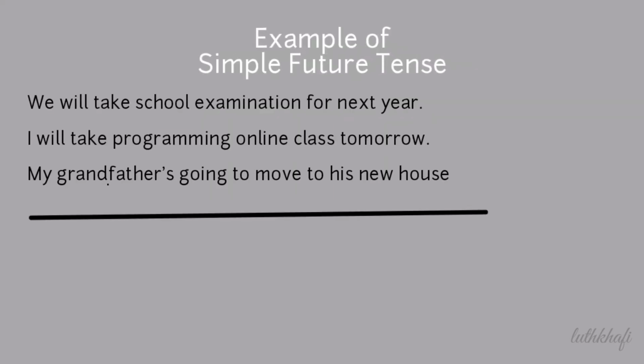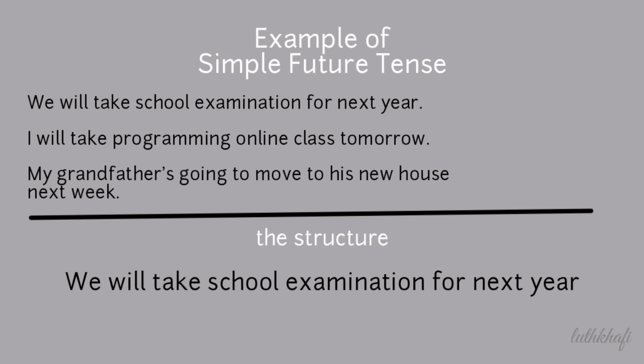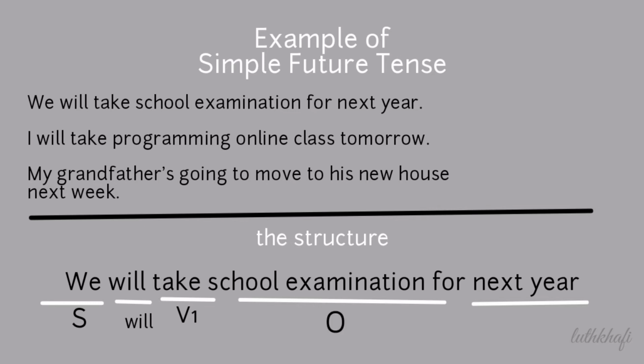The example. From the third example, let's take the first one to see the structures. We will take school examination for next year. We as subject, will as will, take as verb 1, school examination as object, and for next year as adverb of time.